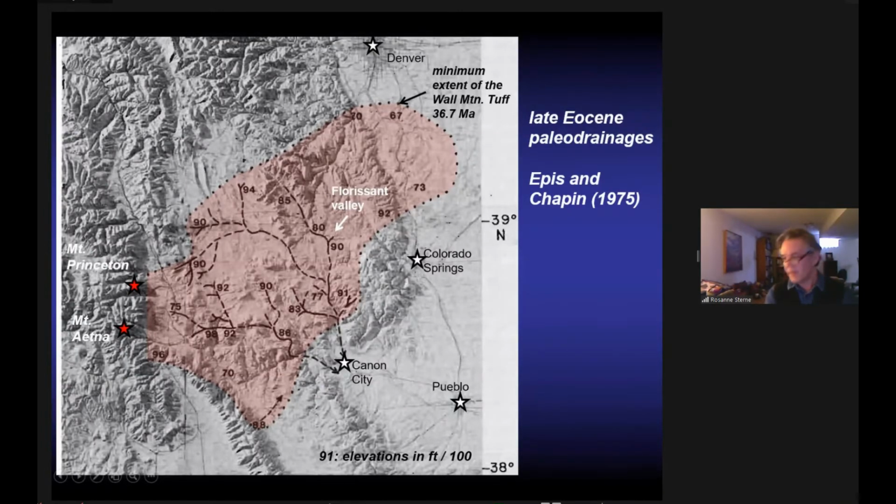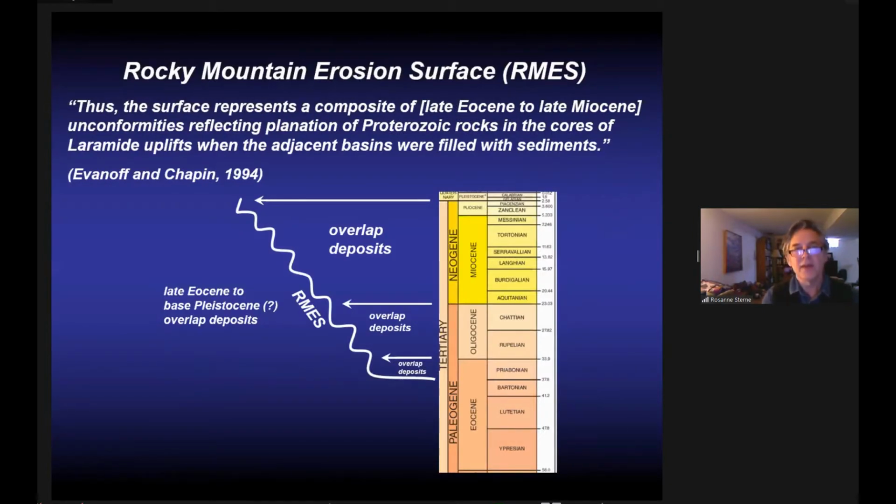So I got a little carried away, but I thought, I'm not quite visualizing this surface. And as a structural geologist, I like structure maps. And so I set out to really map the Rocky Mountain Erosion Surface. And I'm a lumper rather than a splitter.